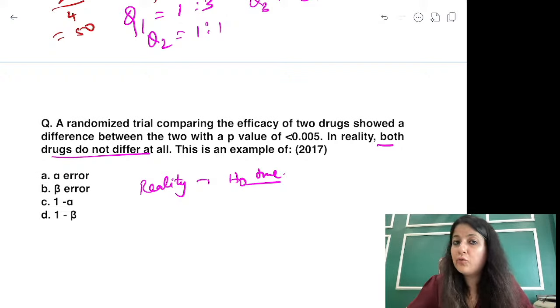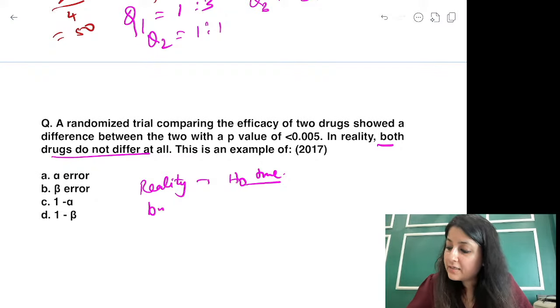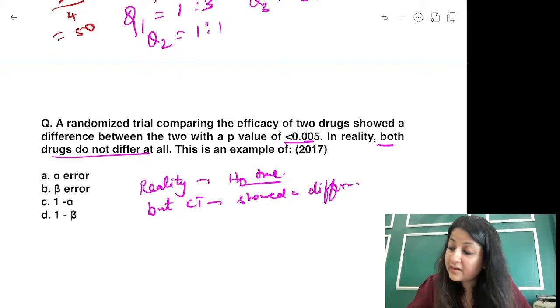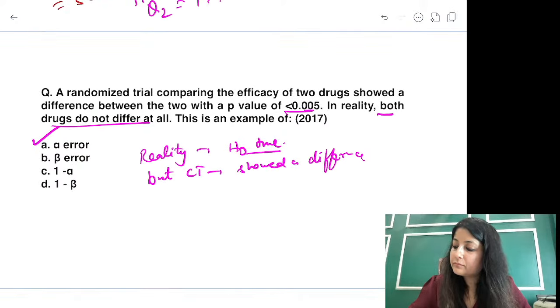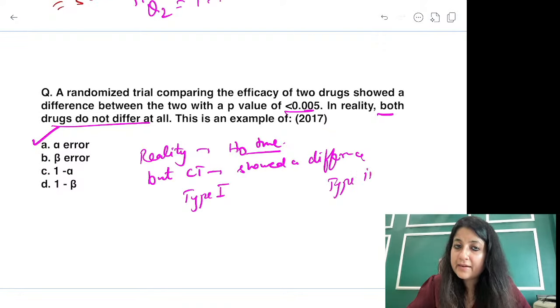Null hypothesis, no difference, true. But the clinical trial showed a difference. How? P-value less than 0.05. The clinical trial showed a difference. So what did we do? We launched our drug in the market, which is actually not good. So which type of error is it? Alpha error. Remember one thing: type 1 error, type 2 error.